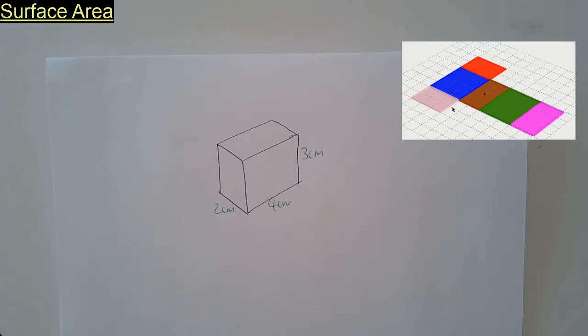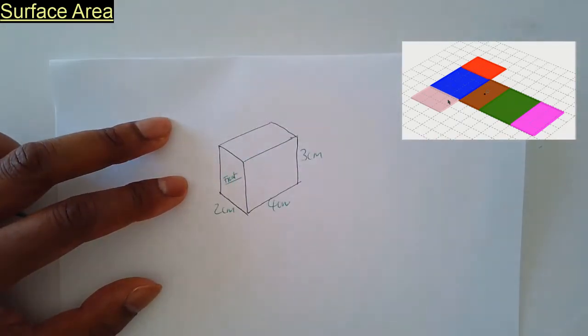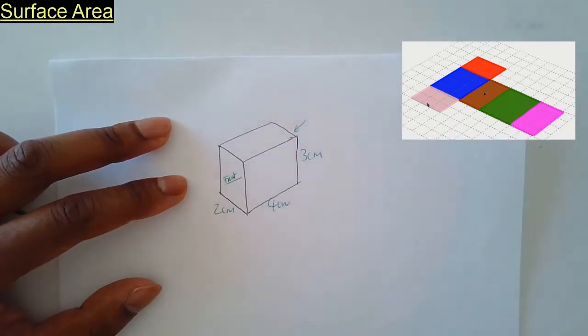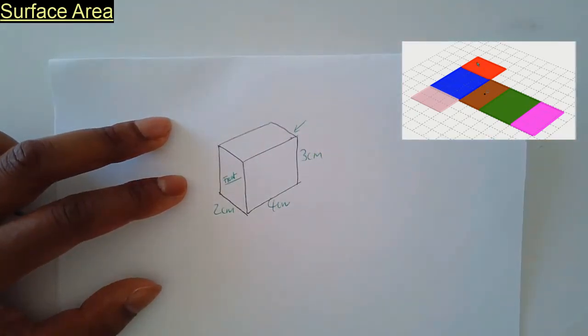Here, this light pink one, we'll call that the front. It's got an area of 6 centimeters squared, as you can see, 6 squares. And the back, which you can't see in this diagram, but you can in the animation here, that's also got 6 centimeters squared. 1, 2, 3, 4, 5, 6. We'll call that one the back.